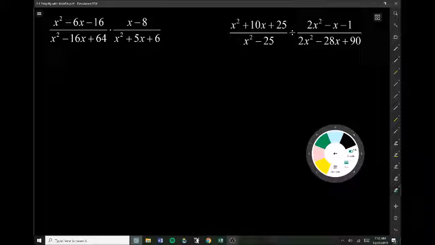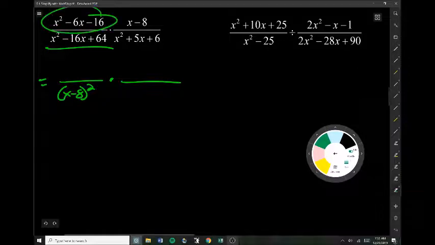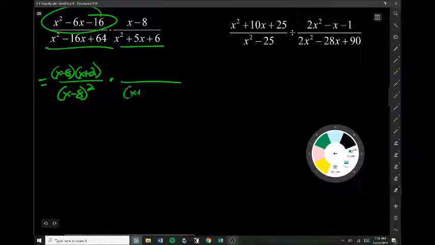I like to cheat a little bit when I do this. I see an x minus 8 here, and that makes me think there will probably be x minus 8s at other points in my factoring. So for example, down here, this is actually just x minus 8 squared. And up here, this is, I think, x minus 8 times x plus 2. Gotta stop using so many 8s. And this factors into x plus 3 times x plus 2.